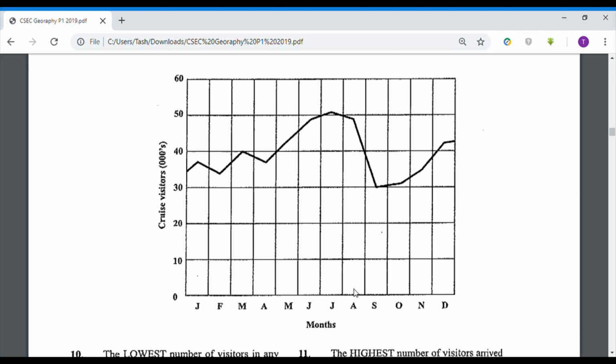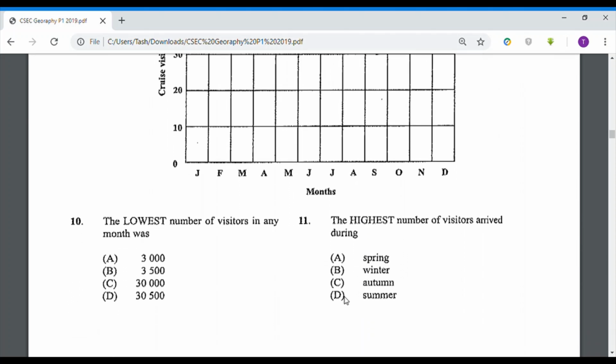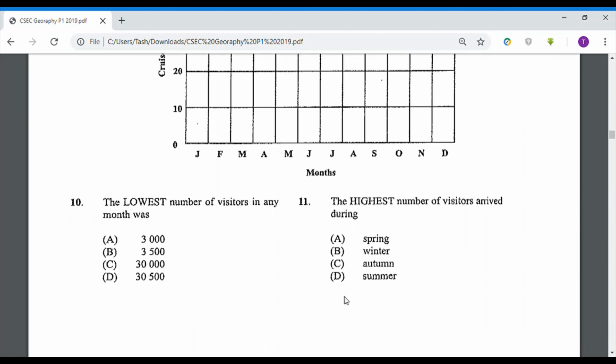Highest number of visitors would have been this section, where we are seeing that it is at the top of the graph. The highest part here is in what season? That is between June, July, and August. So that is summer. So your answer for number 11 would have been D.